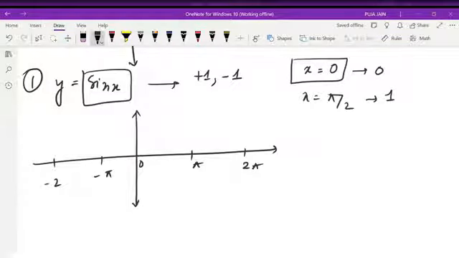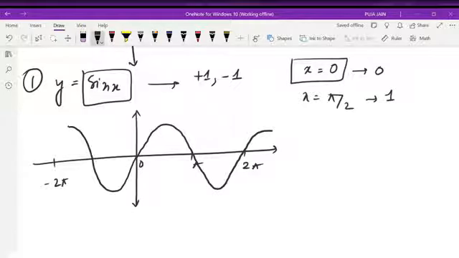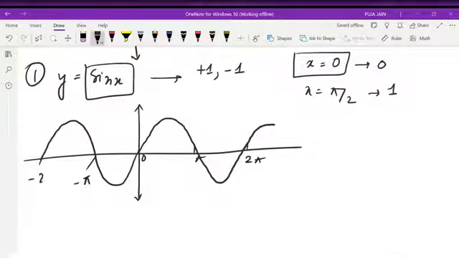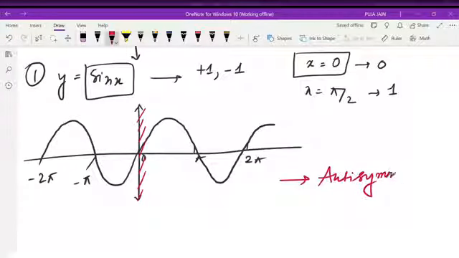Now you see our graph will be, this is 0, pi, 2 pi, minus pi, and minus of 2 pi. Okay, so this one will be like this. Yes, so this is our graph for sine. Now we can clearly see that this graph is not symmetric about y-axis. Is this? No. So this is what? This is an antisymmetric function.